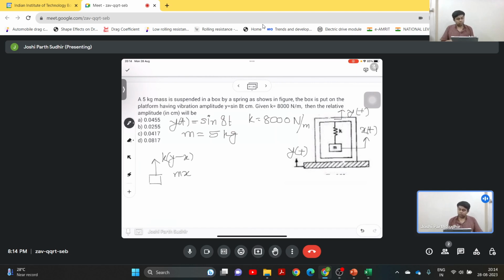So therefore m x double dot. If we apply Newton's second law to this mass m, we can write down the forces as k into (y minus x). So therefore we can rearrange the terms. Say m x double dot plus k x is equal to k y.